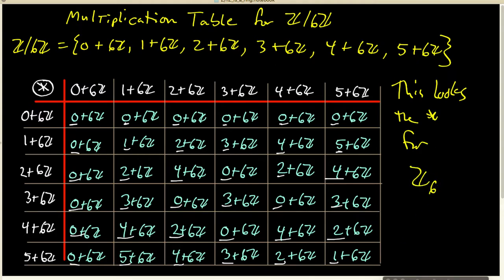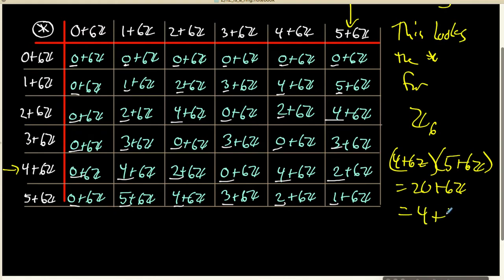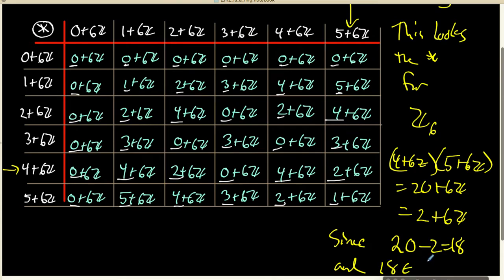And I do kind of want to illustrate what I mean by that. So let me focus my attention on something like 4 plus 6Z times, I don't know, maybe this one, 5 plus 6Z. Well, we would think about that as being 20 plus 6Z, but 20 plus 6Z is the same as 2 plus 6Z, since 20 minus 2 is equal to 18, and 18 belongs to 6Z. And sure enough, if I look at this particular entry, 4 plus 6Z times 5 plus 6Z is indeed that particular element.